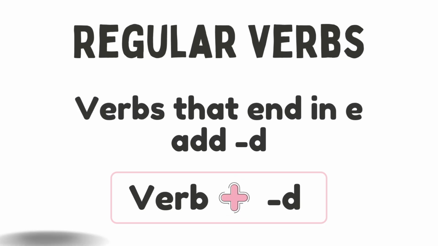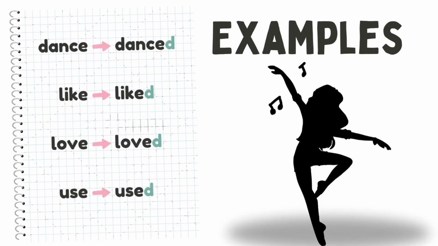For verbs that already end in e, we just add a d. So for example, dance, like, love, and use, they all end in e. So all we have to do is add a d. Dance becomes danced, like becomes liked, love becomes loved, use becomes used.